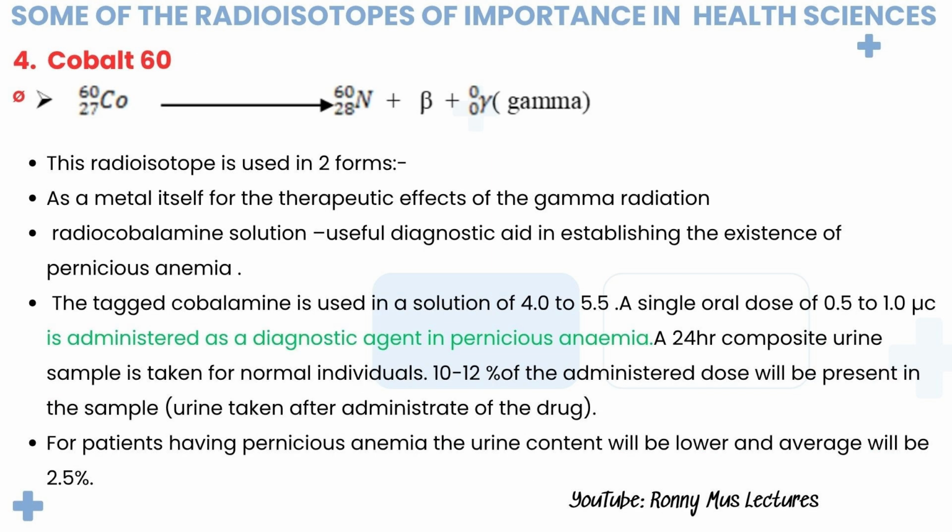Radioisotope of interest is cobalt-60. From the equation, we can see that it produces gamma rays, and remember, gamma radiation has very good penetrating power. So this radioisotope can be used in two forms: as a metal itself for therapeutic effects because of the gamma radiation, and then you can also use it as a radiocobalamin solution, which is very, very important, and it is used as a diagnostic agent in pernicious anemia.